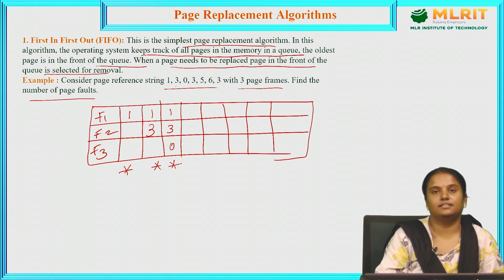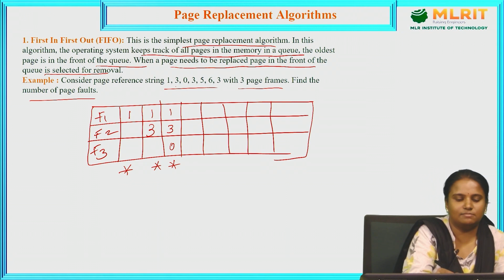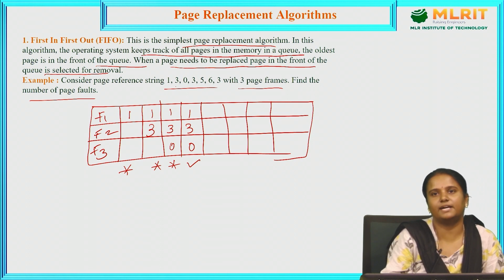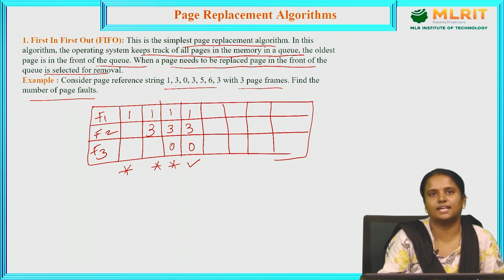So next, 3: is it present in our frame or not? Yes, so it is a page hit. So 1 3 0, our frames have the number 3. That's why it is a hit.